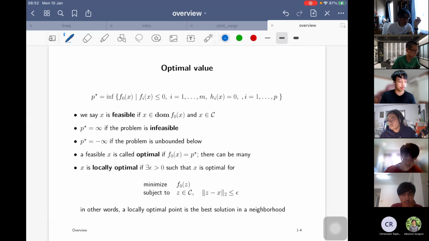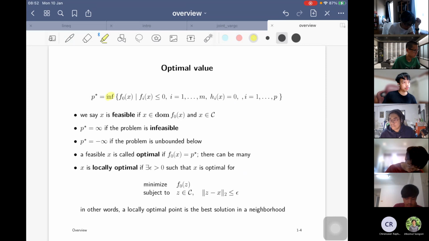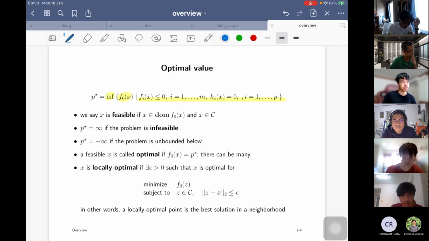Optimal value is then defined as the infimum of the objective function, where you take the infimum over the constraint set. Does it make sense? I put a simple message for you to read about what the infimum means. Has anybody looked at that? The infimum of a set is the greatest lower bound of the set. It's basically like a minimum, but there's a little distinction.